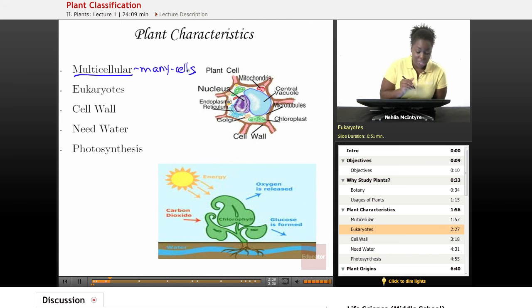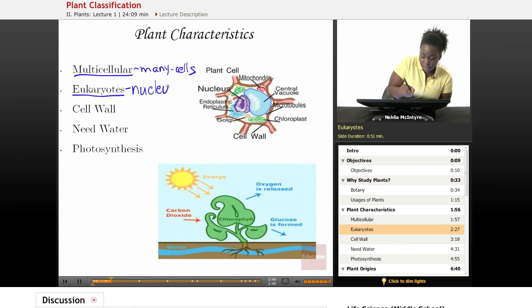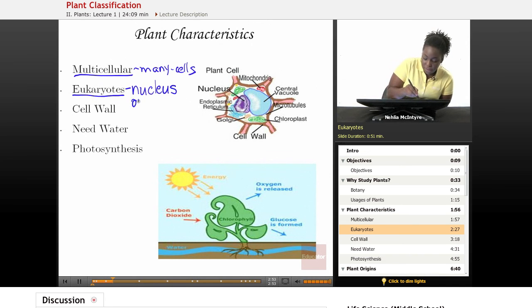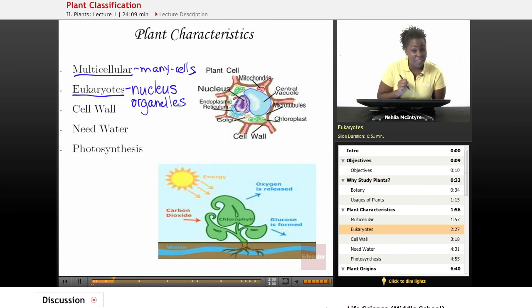Also, plants are eukaryotes. Eukaryotes, or eukaryotic cells, are cells that contain a nucleus. The nucleus is like the brain of the cell. It helps to direct all of the different functions that go on within the cell. And eukaryotes also have what we call organelles. Organelles are structures within the cell that help it to function. They all have specific jobs. And so eukaryotes are special because they are able to be very specific to a special type of job. Animals are also eukaryotes, and some fungi are also eukaryotes.